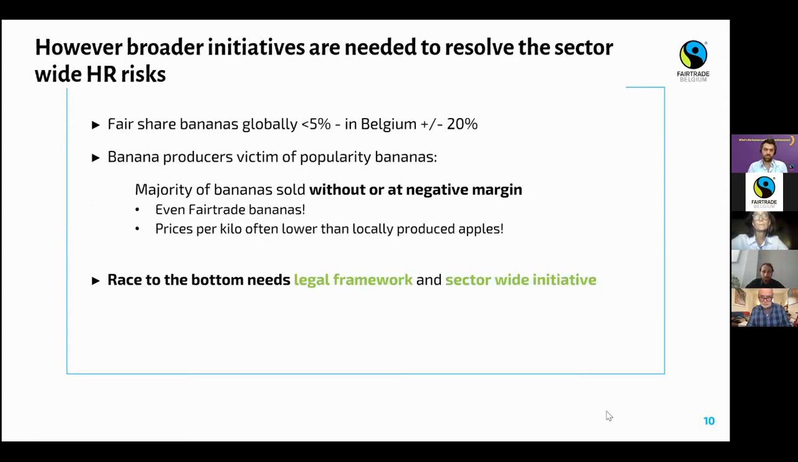The bananas are used by the retailers as a marketing tool to indicate that they are cheaper than, for example, locally produced apples, which is a bit absurd, to be honest. So there is a kind of race to the bottom, a competition game on bananas. And that's why we think there is a legal framework needed. And the sector-wide initiative also can strongly contribute to resolve these sector-wide issues on bananas.